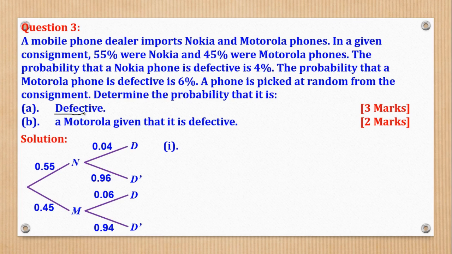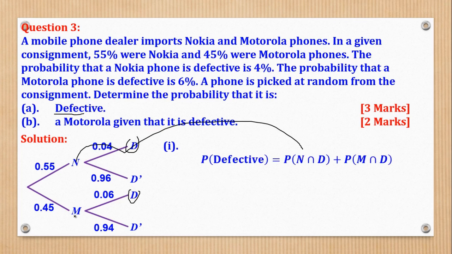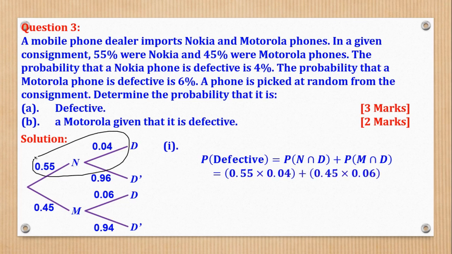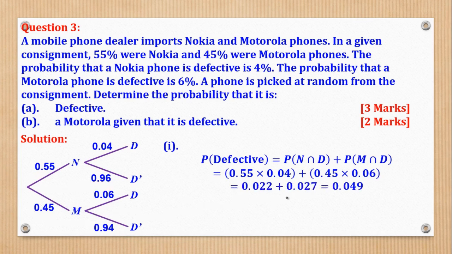So Roman 1, the one defective. Defective, we have this and this. So that means that we have N intersection D, which is here, and M intersection D, which is there. Then we shall substitute for N intersection D. We shall use this branch, which is here, and for Motorola we shall use this branch for defective, which is here. Then we shall use the calculator to come up with the answer they wanted. It is okay to give your answer in fraction form or in decimals.